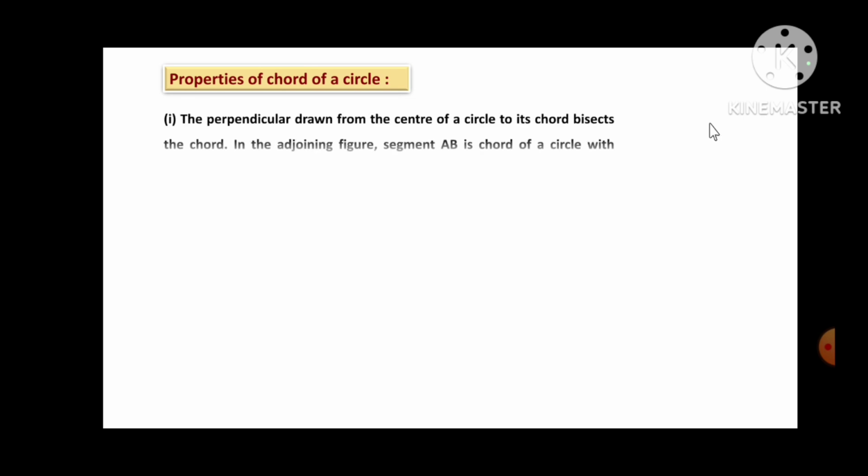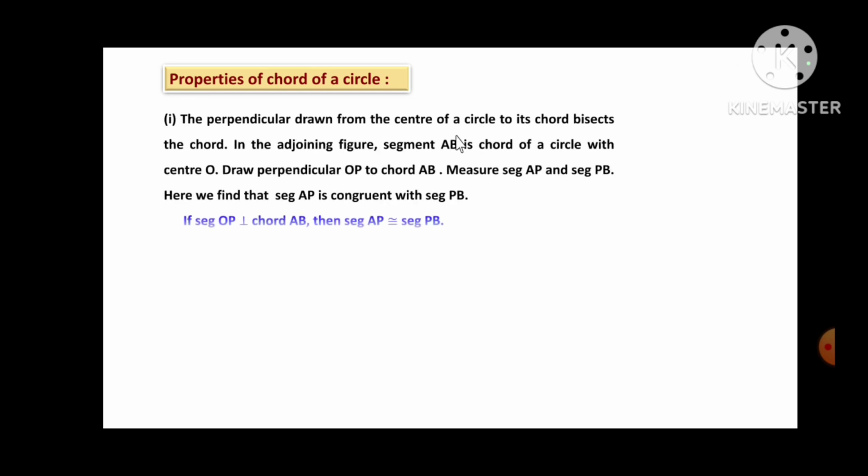Now what are the properties of the chord of a circle? The perpendicular drawn from the center of a circle to its chord bisects the chord. In the adjoining figure, segment AB is the chord of the circle with center O. Draw perpendicular OP on this chord AB. Measure segments AP and BP. Here we find that segment AP is always congruent with segment PB. So you can write, if segment OP is perpendicular to AB, then AP is congruent with PB.